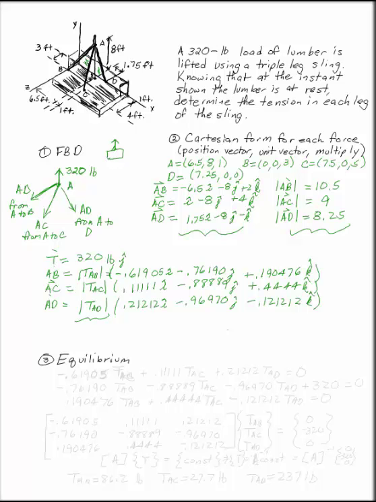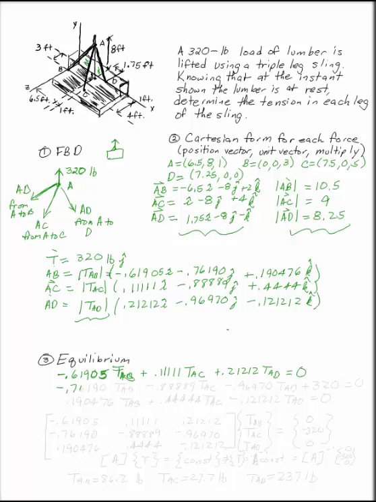Now, to find the equilibrium, I want to add up the i's, add up the j's, and add up the k's. So, the i's will be, and I'm just going to drop the magnitude markings and just say TAB, minus 0.61905 TAB, plus 0.11111 TAC, plus 0.21212 TAD. And the tension in the top cable doesn't have an i part, so that's equal to 0.